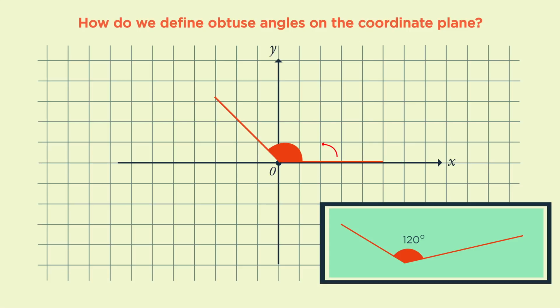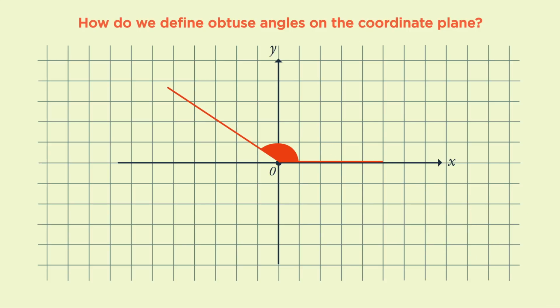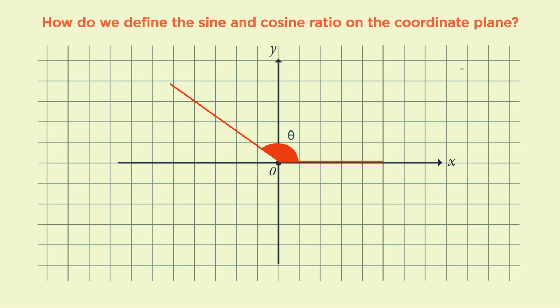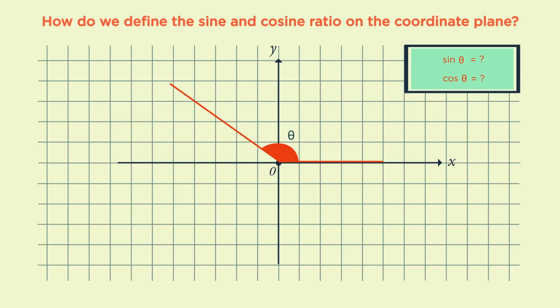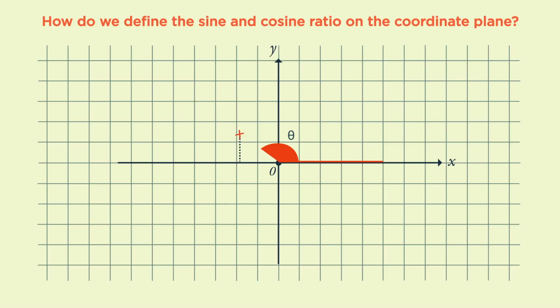Now if we want to define another obtuse angle, let's say a 150-degree angle, once again, we start from this positive x-axis and move in an anti-clockwise direction and stop here. This angle between the positive x-axis and this line is 150 degrees. Now, how can we go through the process of extension and define the sine and cosine ratios for obtuse angles using the coordinate plane? Similarly, we can select any point on this line and call it point P. Let's select this point here for convenience.